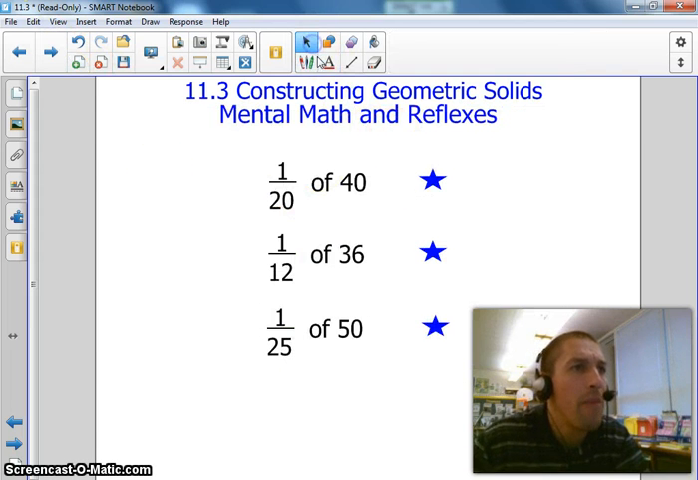Now we're going to do some mental math. So, what is 1/20th of 40? Well, let's think about how we do that. 40 cut into 20 parts. 40 divided by 20 would be 2. One group of 2 would be 2. Try this.